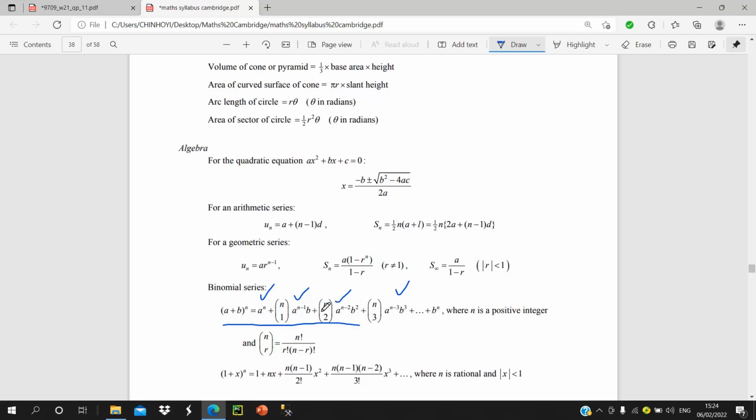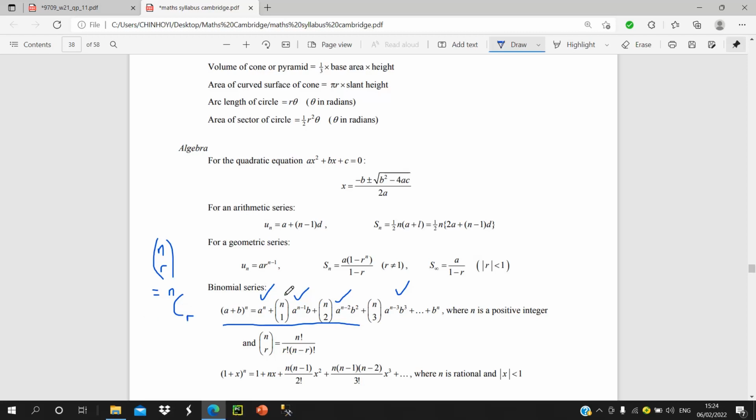I'm sure you are aware of this formula and how to use it. In some textbooks, you can write n choose r as the same as nCr.